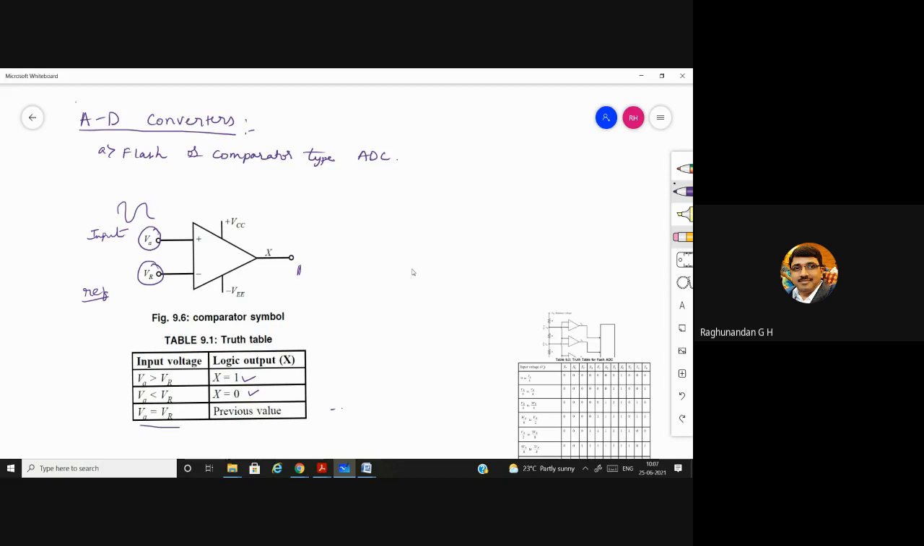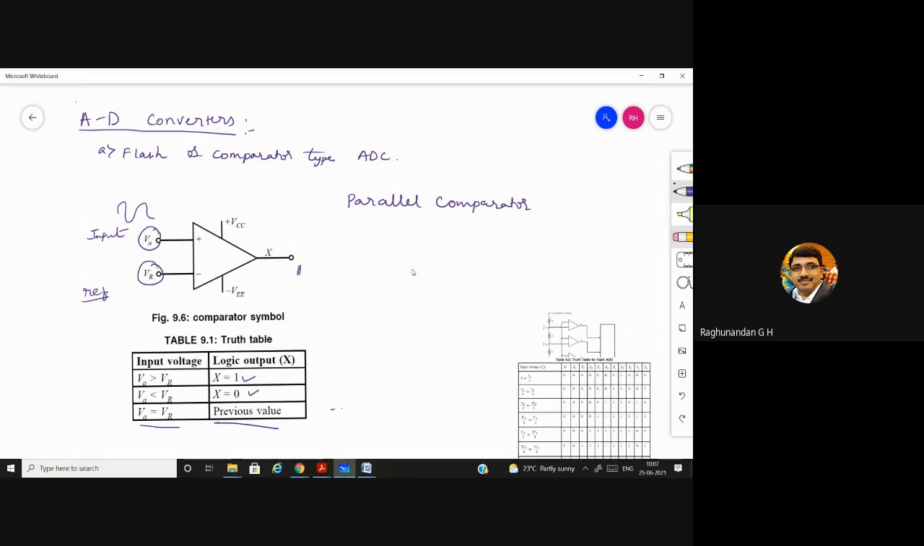Suppose you have the same value, and VA and VR are not varying much, they are almost equal. During that time, it is going to retain the previous value. So this is how the comparative type ADC works. And this is also known as, just to confuse you, they can ask you, explain parallel comparator. Parallel comparator also means this one.